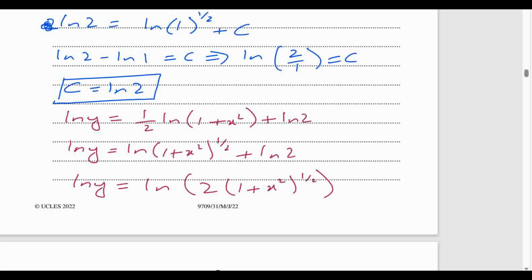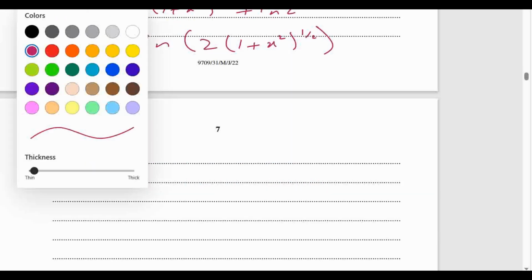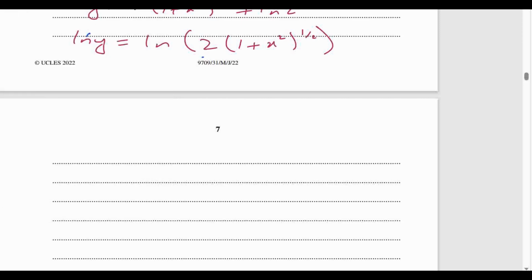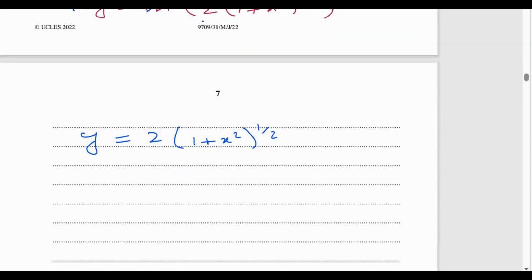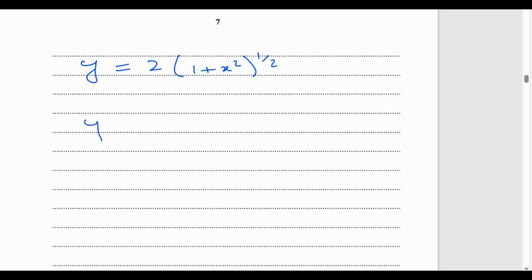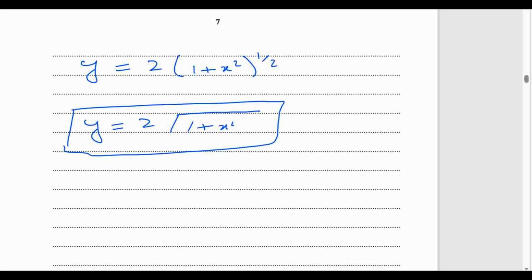So now we can cancel out these two natural logs. So y will be equal to 2 into (1 plus x square) whole power 1 by 2, and now we can write it as y is equal to 2 square root of 1 plus x square, and this should be the final answer. I hope that the concept is clear. Now let's move on to the next question.